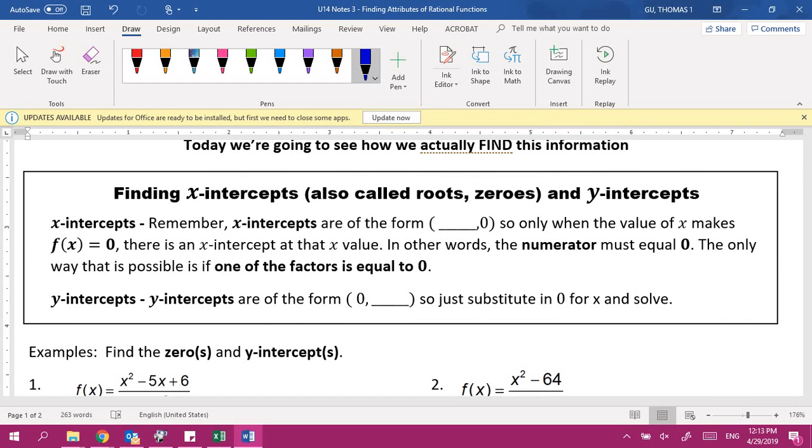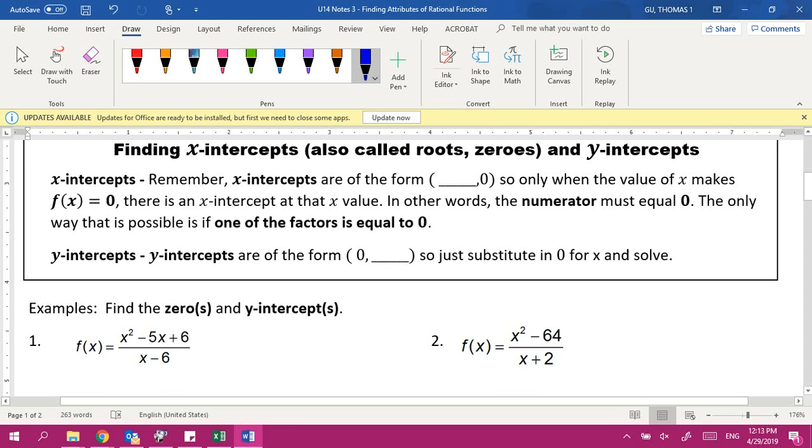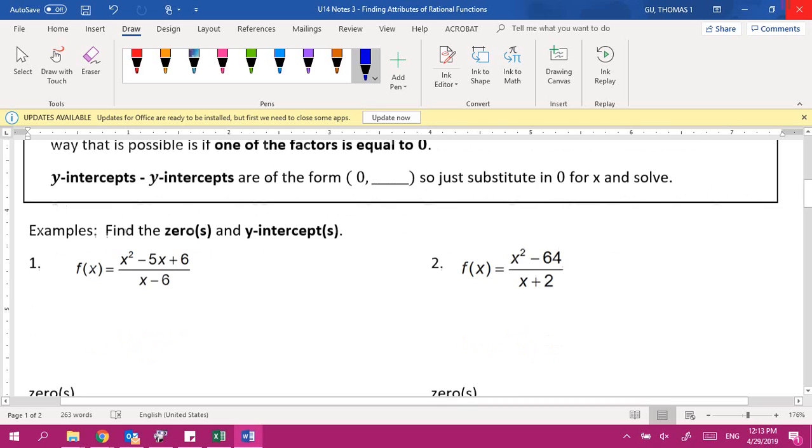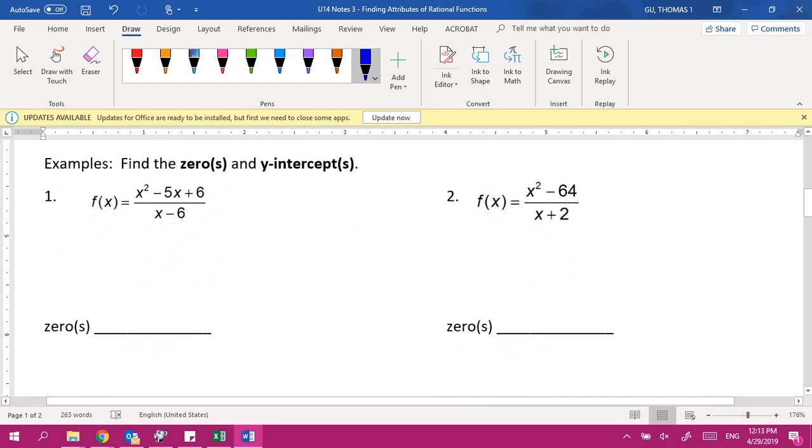Now, the y-intercepts are very simple because the y-intercept always has an x value of 0. That's right. So if the x value is 0, you just plug in 0 for x, solve it, and that gives you the y-intercept. All right, so let's look at some examples. Maybe the tough part here will be factoring because you actually do have to factor.